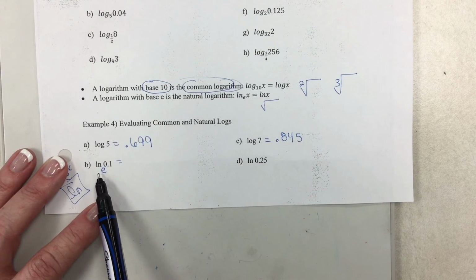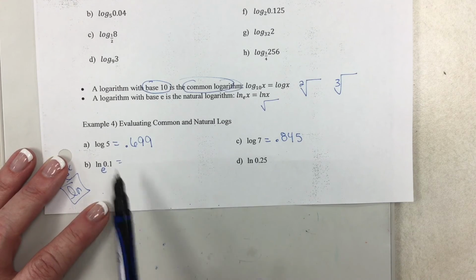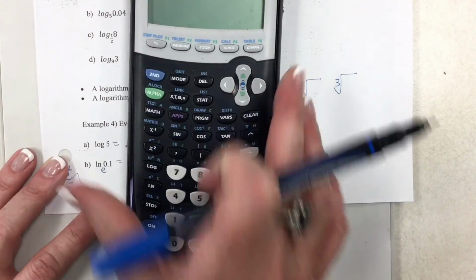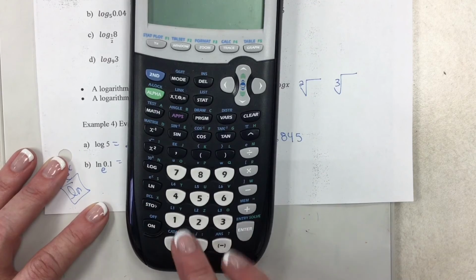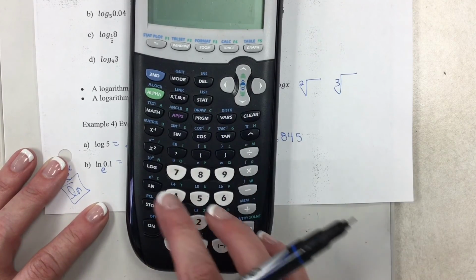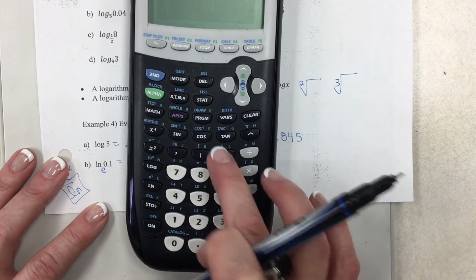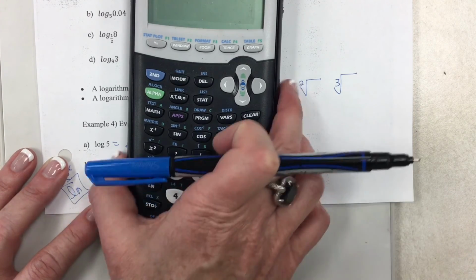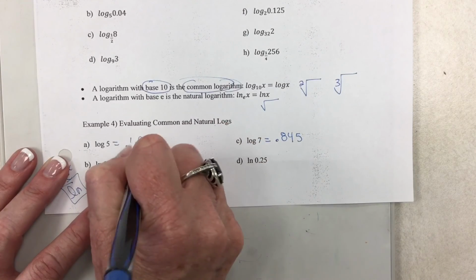So just on your calculator, take ln and then 0.1, so natural log of 0.1. It always helps if your calculator's turned on. Yep. And you get a negative 2.3.